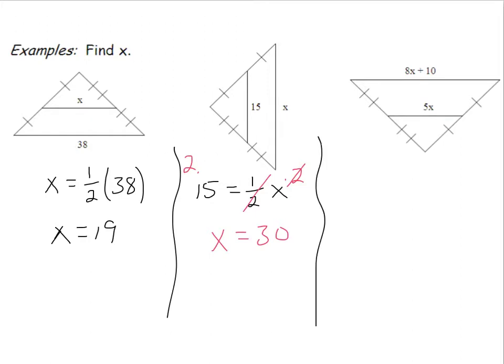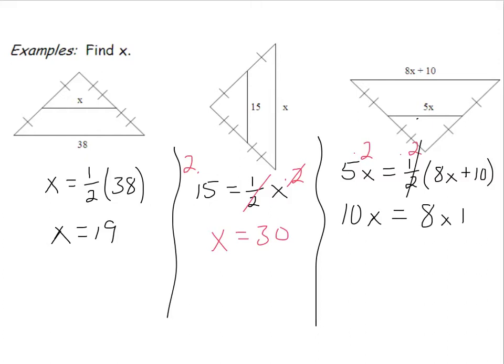The last example we have here is slightly challenging. Not too bad, though, because we're dealing with a midsegment of 5x, and the side of the triangle is 8x plus 10. So I said start off with your midsegment. So we're going to start off with 5x equals 1/2 of the side of the triangle. So half of the quantity 8x plus 10. Now, I'm not a fan of fractions, so I'm going to go ahead and multiply both sides by 2. And when you do that, we will get 10x equals, now this 2 and this half will cancel, leaving me with the 8x plus 10.